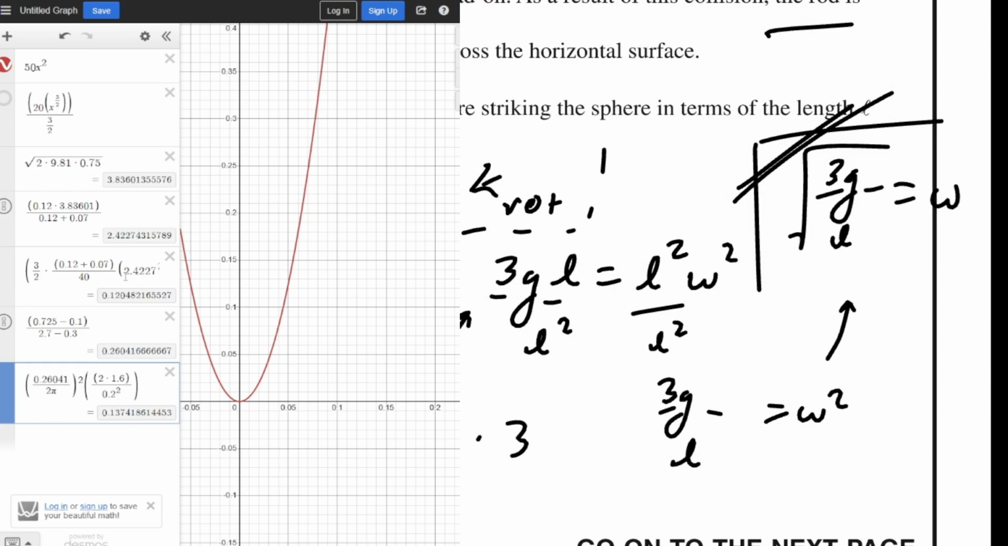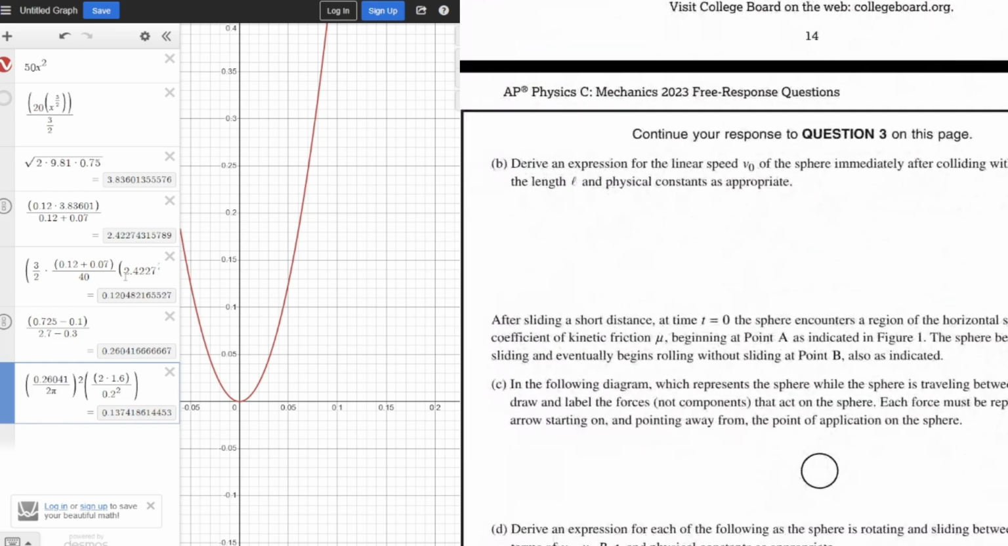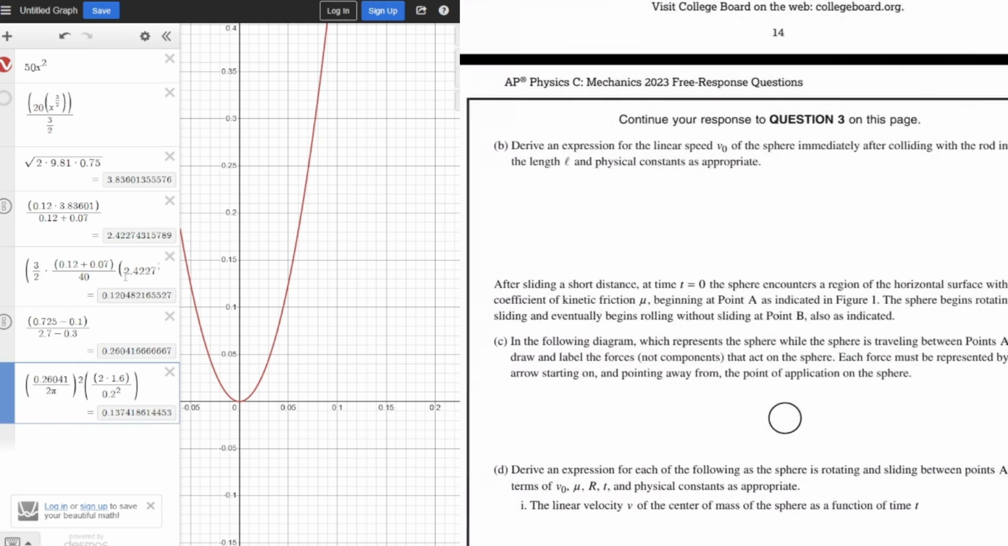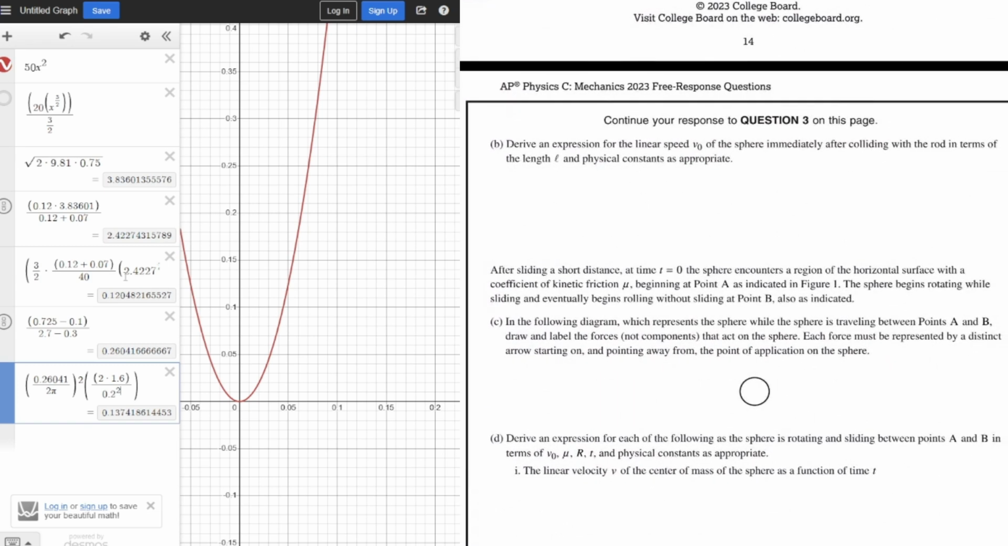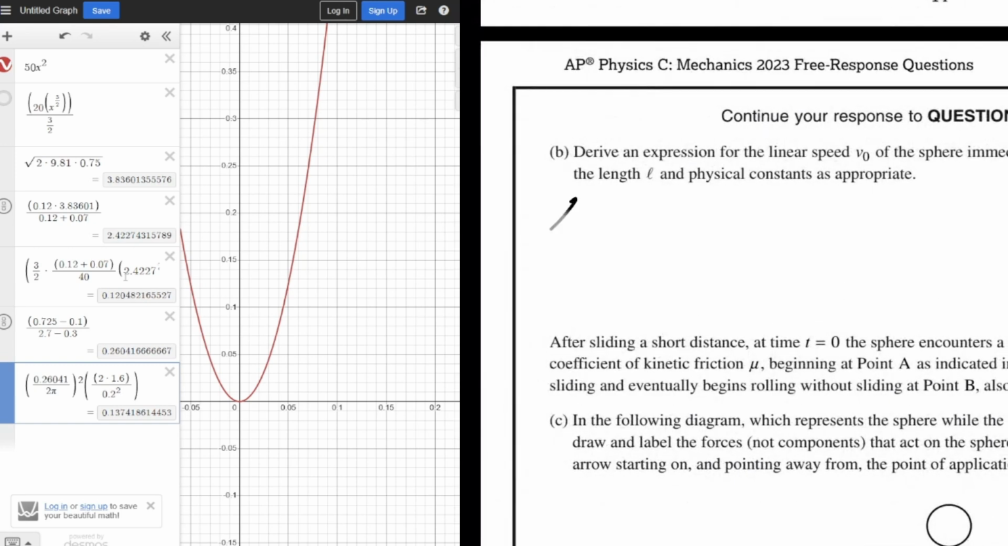So there's our answer, right? All right, next question. Derive an expression for the linear speed v naught of the sphere immediately after colliding with the rod, in terms of the length L and physical constants as appropriate. So this question's also a little bit quick. I'm going to go through it.